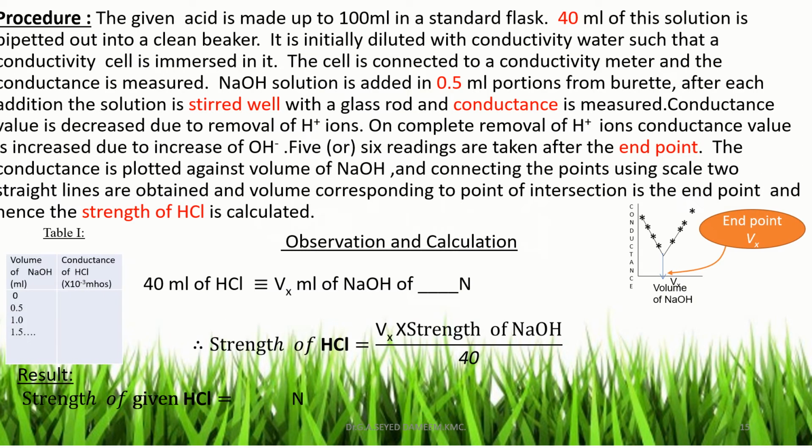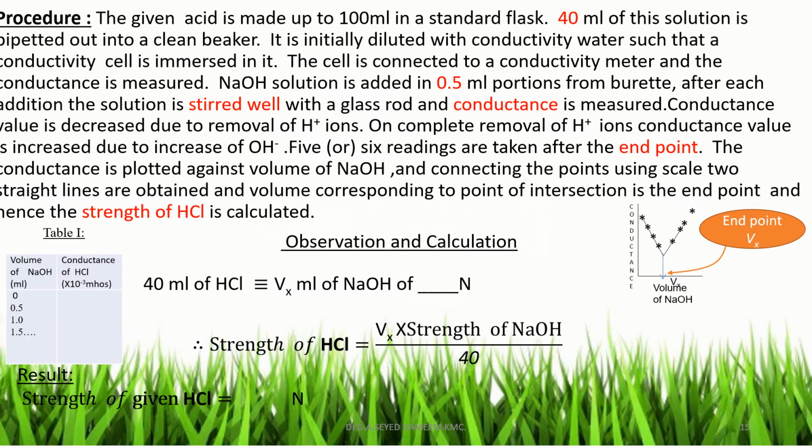Procedure of the experiment: the given acid is made up to 100 ml in a standard flask using distilled water, and 40 ml of this solution is pipetted out into a clean beaker. It is initially diluted with conductivity water such that the conductivity cell is immersed in it, and the cell is connected to the conductivity meter, and the conductance is measured.